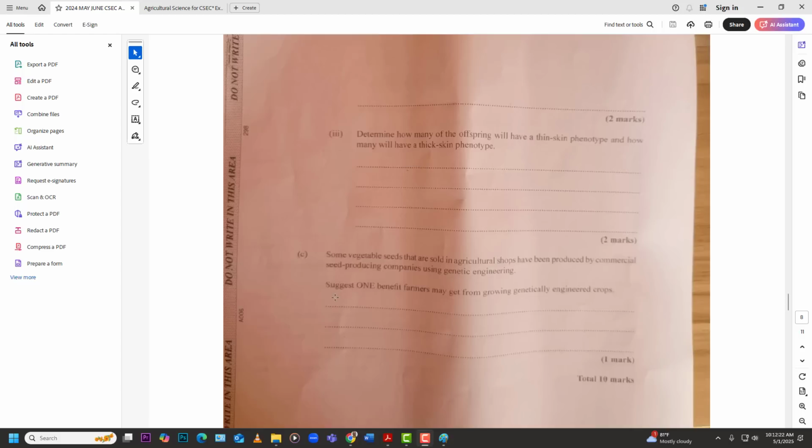Alright, so the last question of this section. Some vegetable seeds that are sold in an agricultural shop have been produced by commercial seed producing companies using genetic engineering. Give one benefit farmers may get from growing genetically engineered crops. One benefit, of course, is that they can be resistant to certain diseases based on the genetic engineering. So your yield is going to be higher.